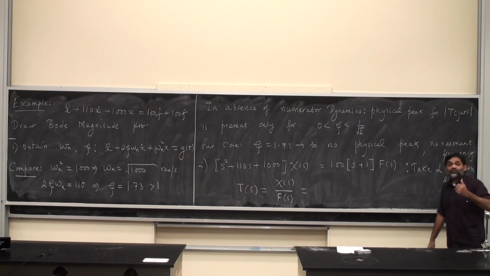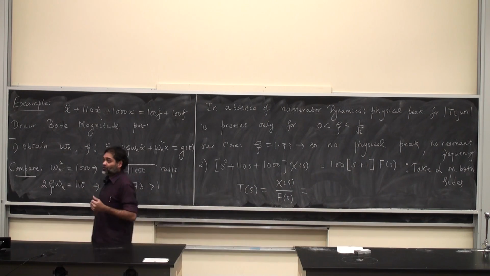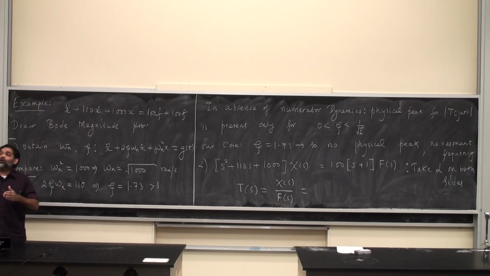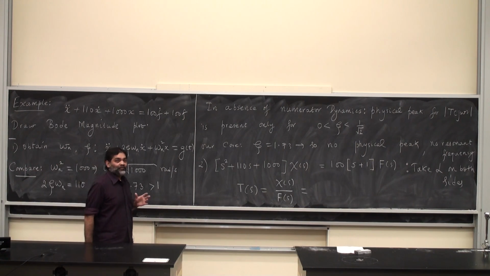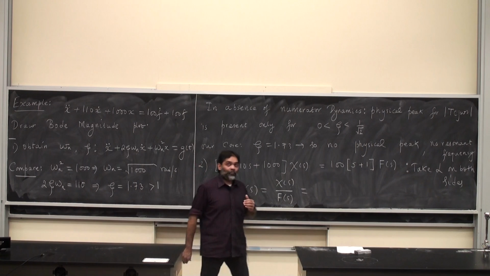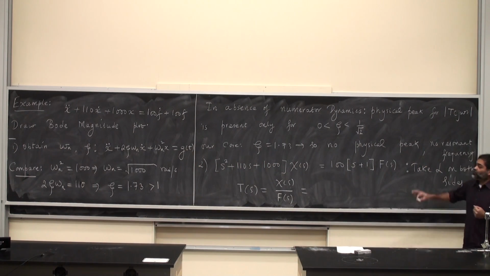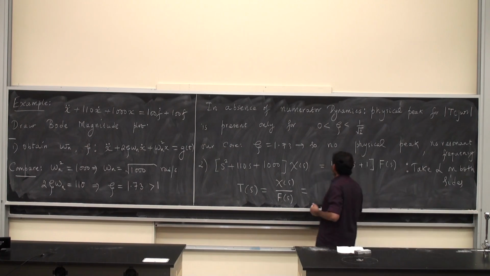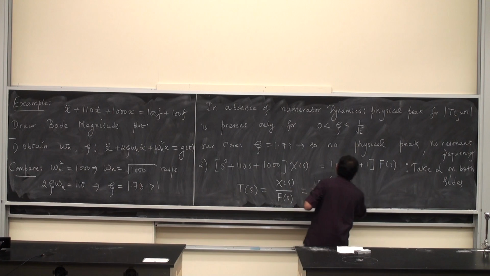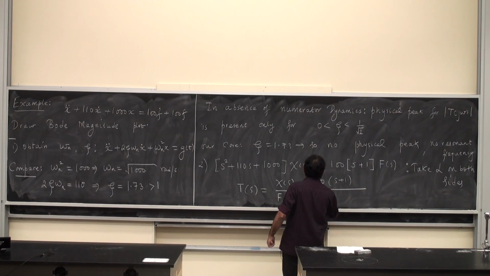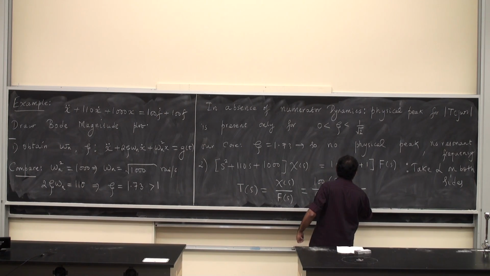If you have an overdamped system, which means zeta is greater than 1, you're going to have real and distinct roots. If zeta is equal to 1, that's a critically damped system, and you're going to have real and repeated roots. If zeta is less than 1, you're going to have complex conjugate roots. Right? We've gone through this many times. So x of s by f of s is 100 times (s plus 1) over s square plus 11s plus 10.